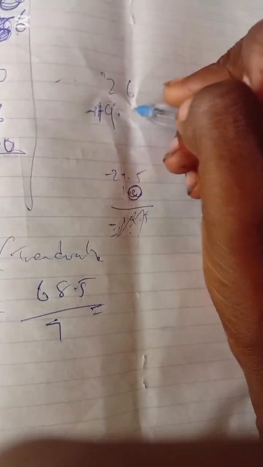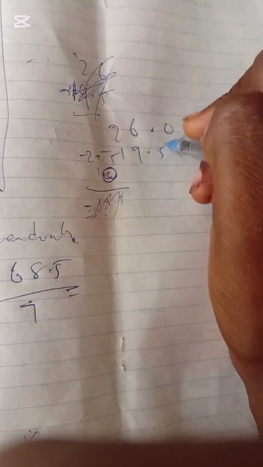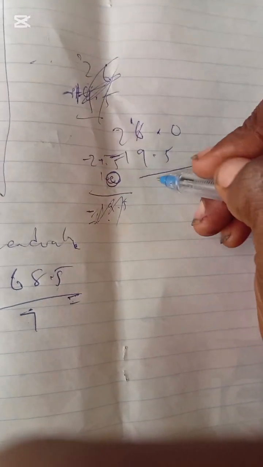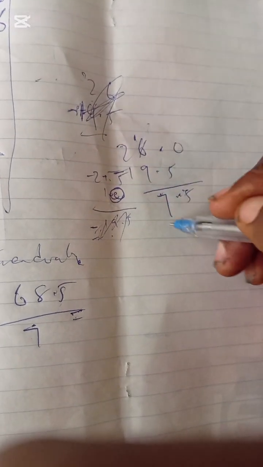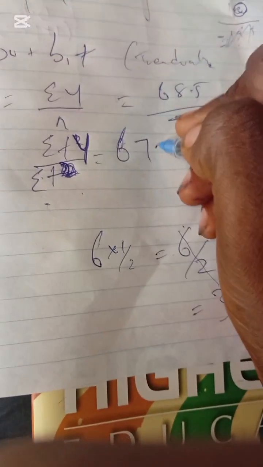So 26 minus 19.5, sorry, 26.0 minus 19.5. This will be 5, right? 16 minus 9 is 7. Then 1 minus 1. So this is 7.5, right? The 7.5 plus this 60 is 67.5. I might be wrong, check your calculator. But yeah, this should be 7.5. This is 19.5, yes. So if it's 7.5, 67.5, that means by our calculation, it becomes 67.5, right?